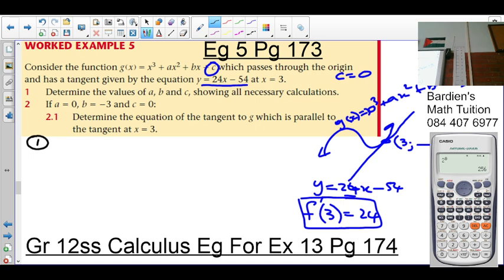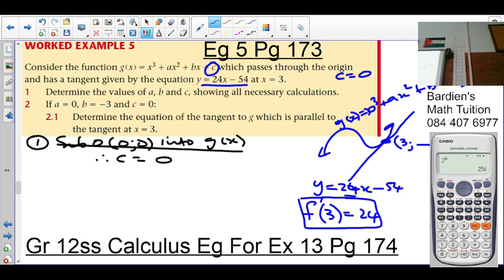Firstly, the c value. So you're going to substitute the origin, which is 0 and 0, into g of x. If I do that substitution, therefore c will give you 0. So my equation now reads g of x is equal to x cubed plus ax squared plus bx. Now coming back to this fact.